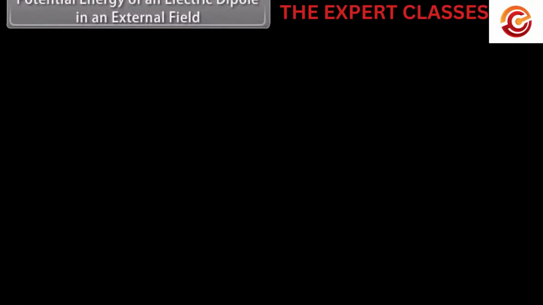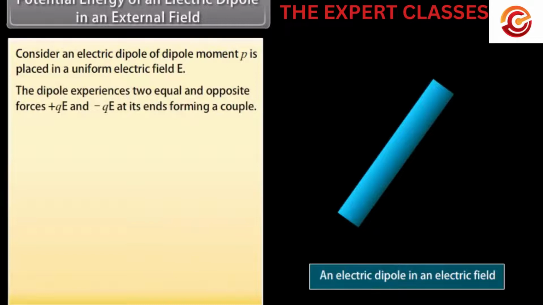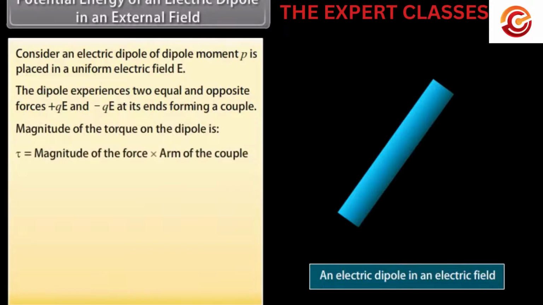Potential energy of an electric dipole in an external field. Consider an electric dipole of dipole moment P placed in a uniform electric field E. The dipole experiences 2 equal and opposite forces, plus QE and minus QE, at its ends forming a couple. Magnitude of the torque on the dipole is equal to magnitude of the force into arm of the couple. Tau is equal to QE into 2L sin theta, which is equal to PE sin theta.